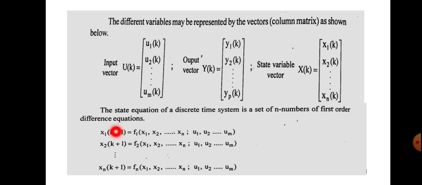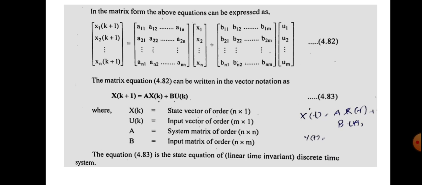So we can represent the state variable x1 of k plus 1 as a function of state variables and input. So x1 of k plus 1 will be f1 of x1, x2, etc. up to xn, and u1, u2, etc. up to um. So it is a function of state variables and input variables. Similarly we can write n number of state variables in terms of functions of state variables and input. So we can write a matrix for that.